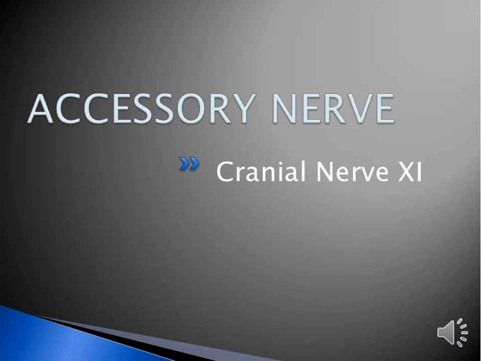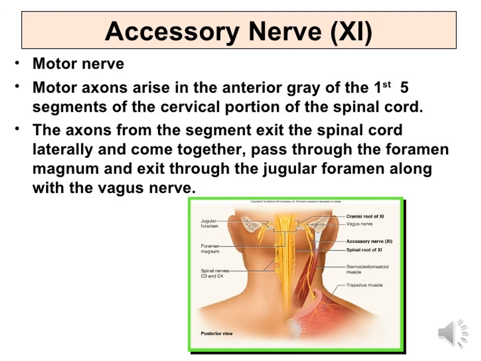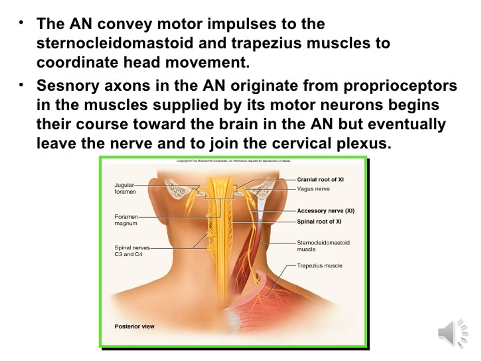The eleventh cranial nerve is the accessory nerve. The accessory nerve is a pure motor nerve. The motor axons arise in the anterior gray horn of the fifth segment of the cervical portion of the spinal cord. The axons from these segments exit the spinal cord laterally and come together, pass through the foramen magnum, and exit through the jugular foramen along with the vagus nerve. The accessory nerve conveys motor impulses to the sternocleidomastoid and trapezius muscles to coordinate head movement.